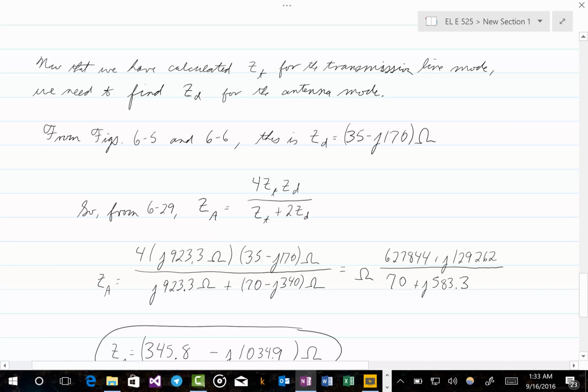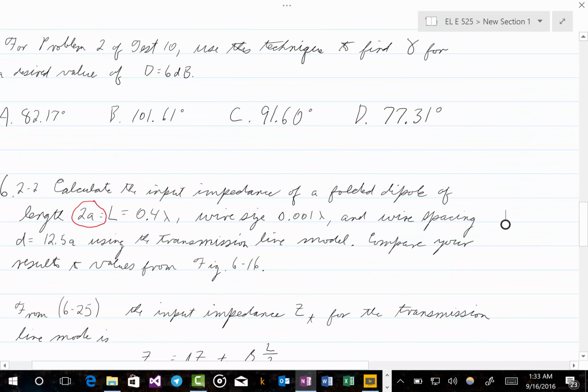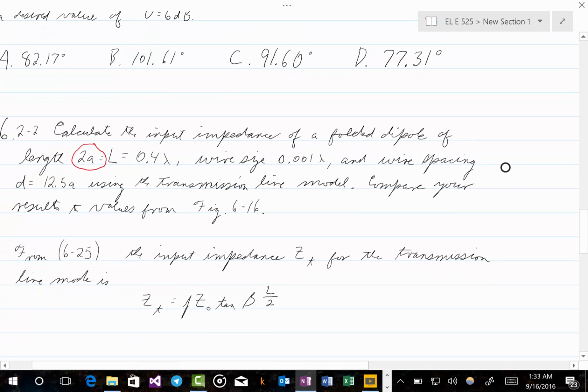exactly the problem under consideration, that is L equals 0.4λ and wire size of... excuse me, it doesn't correspond to L equals 0.4λ, that's variable, but it does correspond to the case where D is 12.5λ and the wire size is 0.001 lambda.